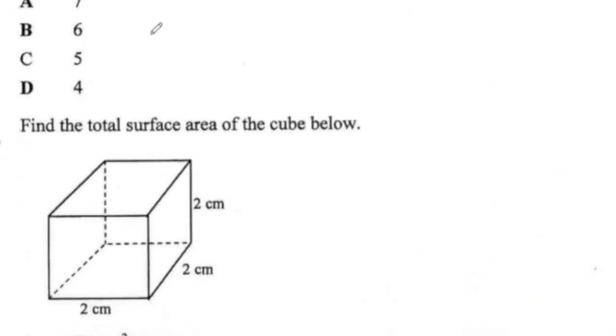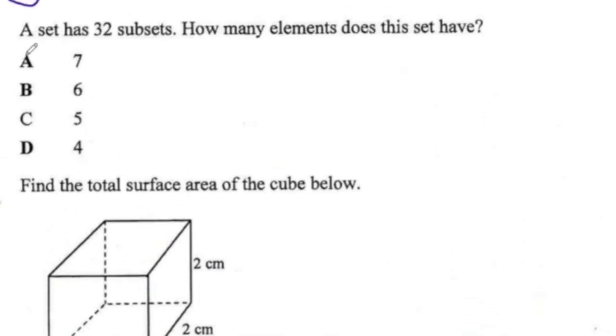57. Okay, 57: a set has 32 subsets. How many elements does this set have? So what we know is the formula for finding the number of subsets is 2 raised to the power of n, where n is the number of elements in a set. So we're going to say that is equal to 32.